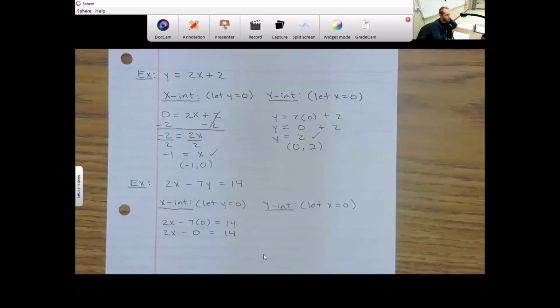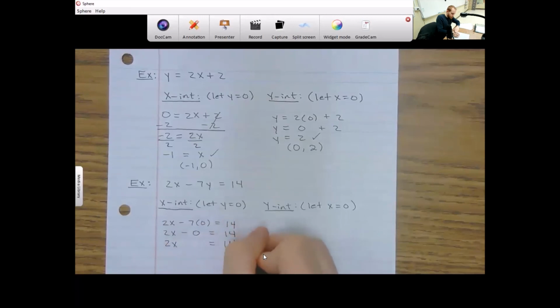The -0 doesn't really matter in the grand scheme of things because it's not really going to change anything. Whether you add 0 or subtract 0, it doesn't change anything. It's kind of like multiplying by 1, right? If you multiply something by 1, does it change? No, right? So I can just write 2x equals 14.